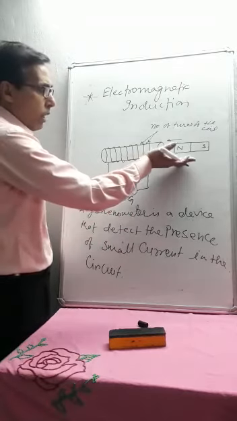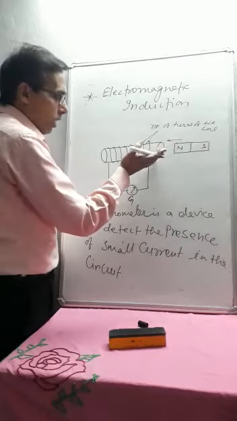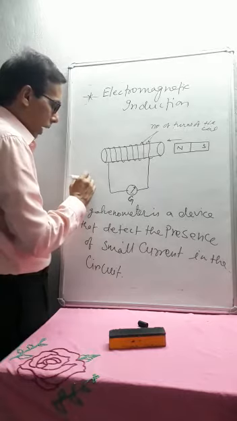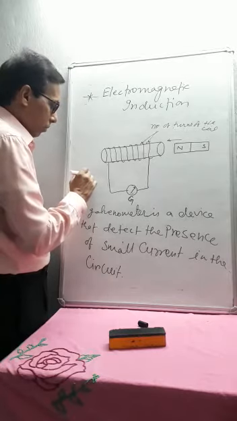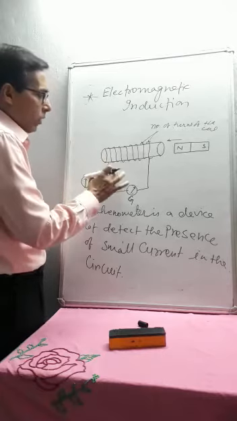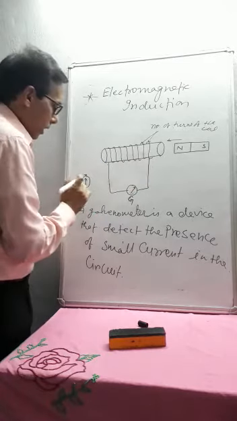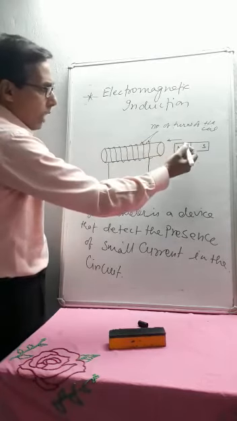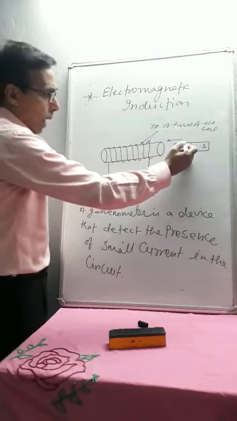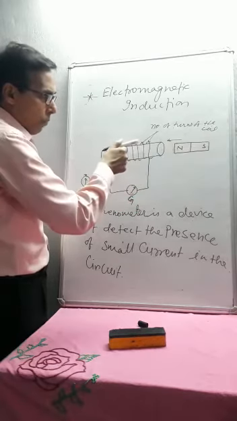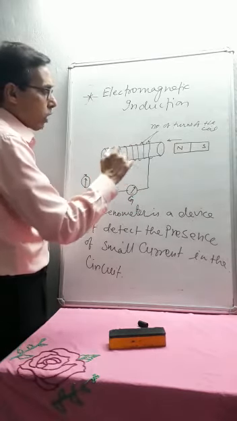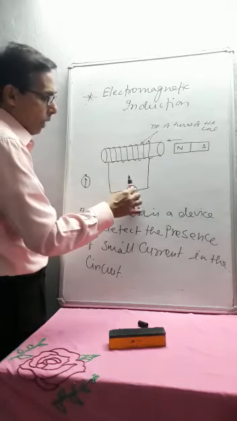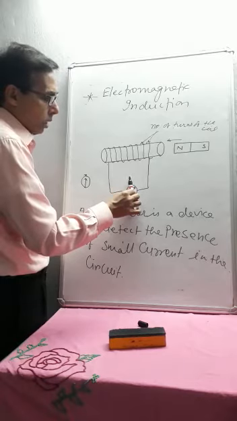Initially, when there is no movement between the magnet and coil, the needle of the galvanometer will be at 0. There is no deflection. But if a momentary current flows through this coil, the needle will be deflected either towards left or right. So here, as the north pole of the bar magnet is moved towards the coil, a momentary current flows through the coil, and we observe that the needle of the galvanometer is deflected towards the right side.